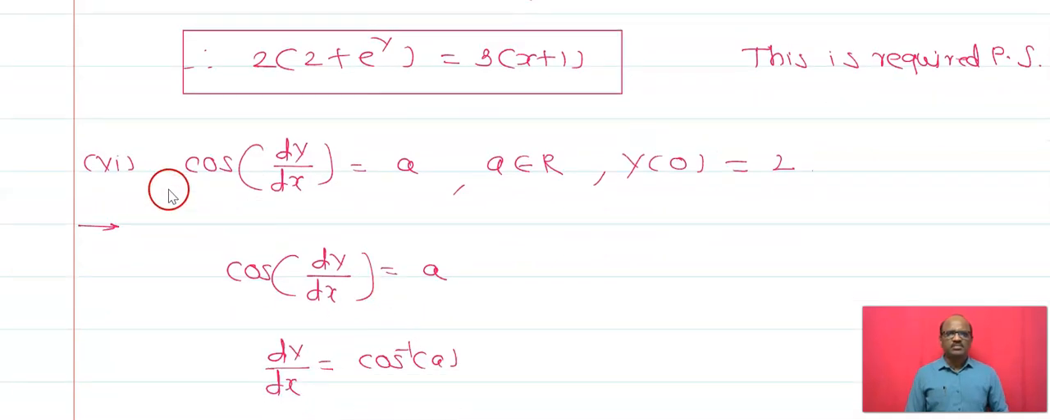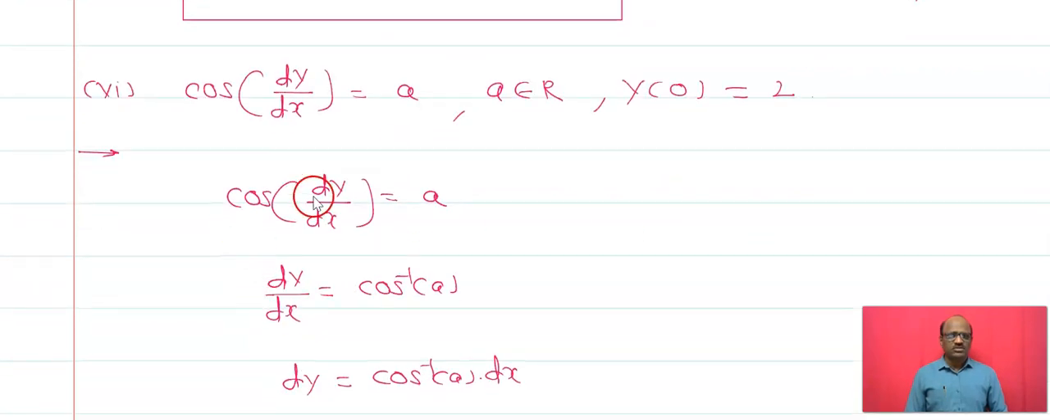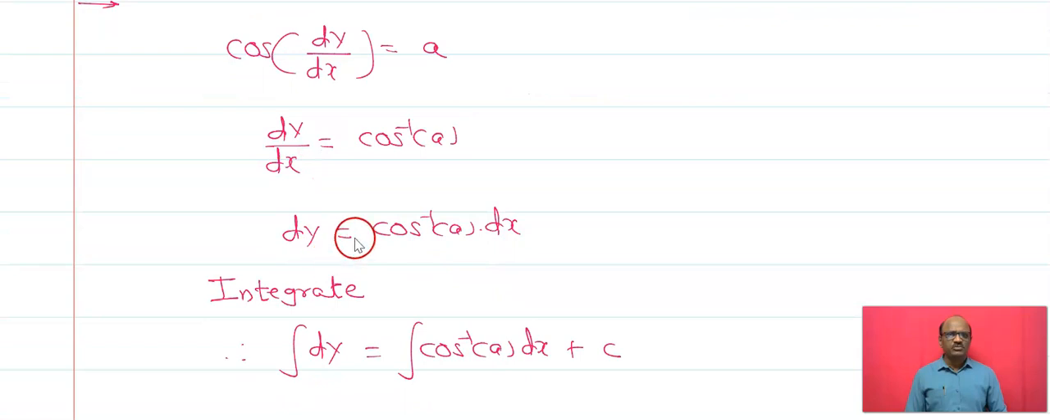Now the next problem, cos of dy by dx equals a, where a belongs to the set of real numbers and y(0) equals 2. That is, when x is 0, the value is 2. Now cos(dy/dx) equals a. Therefore dy/dx equals cos inverse of a. Therefore dy equals cos inverse of a into dx.